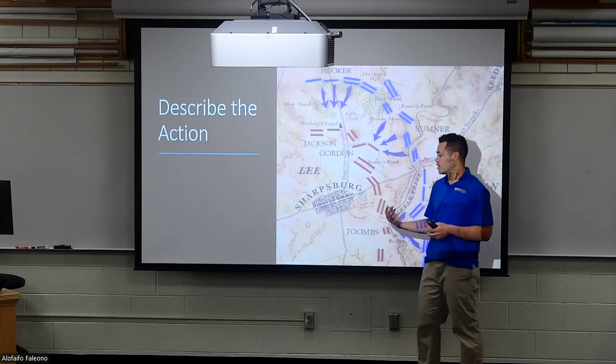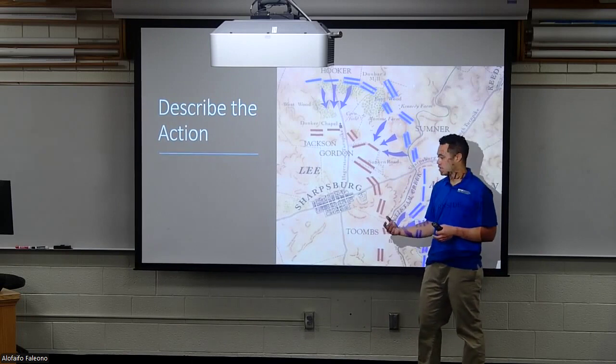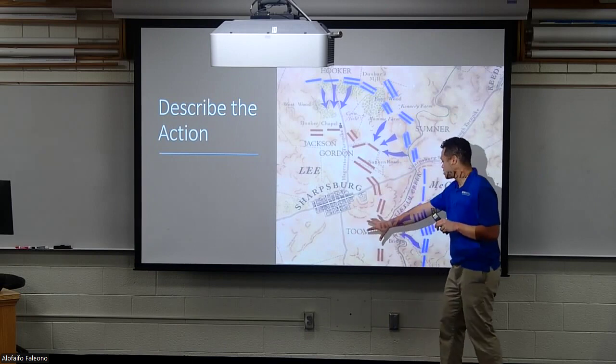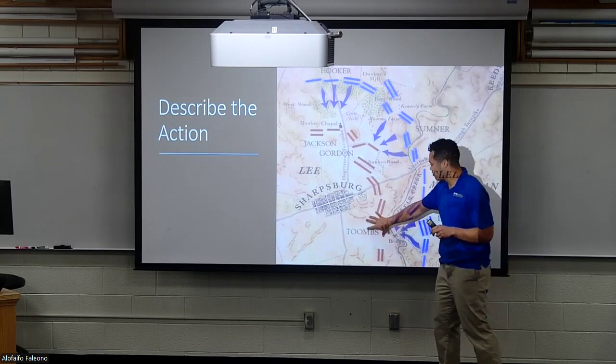However, at 4 p.m., Officer Hill of the Confederacy arrives. These are troops that have traveled over 17 miles. They finally arrive in a timely manner and are able to stop McClellan's forces here.